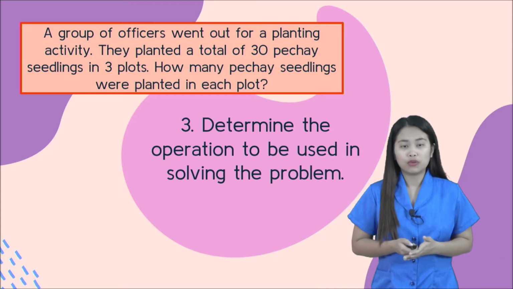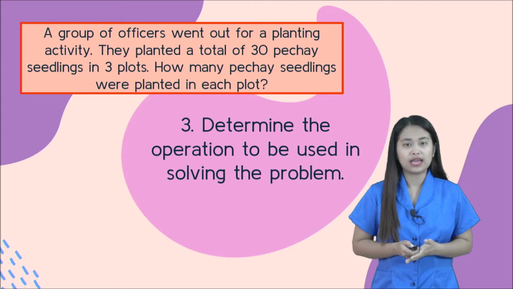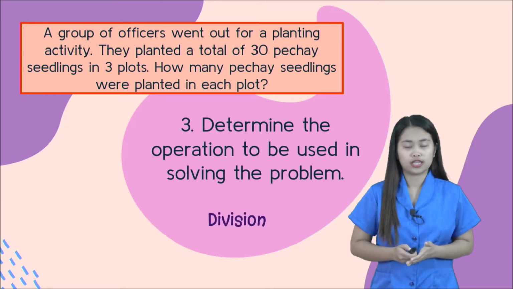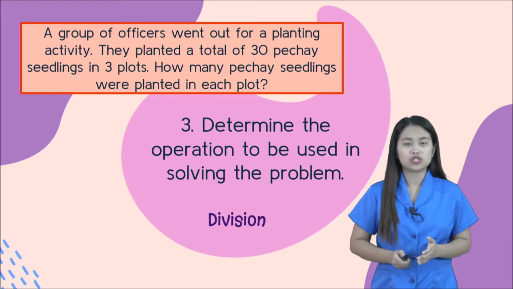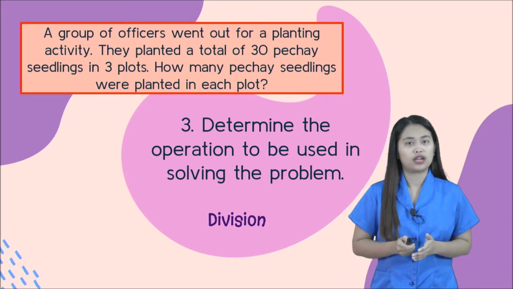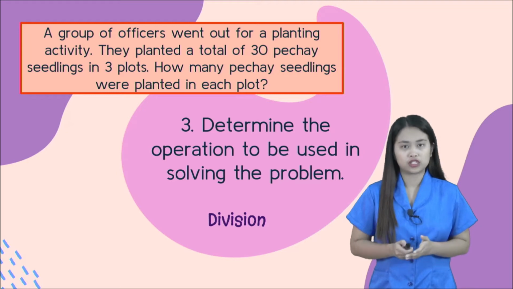Next step, we determine the operation to be used in solving the problem. So, in our question, there are the words how many and in each plot. That's why our operation is division. Again, our operation is division because of the word each in our word problem. So when you see the word each, it's definitely division.